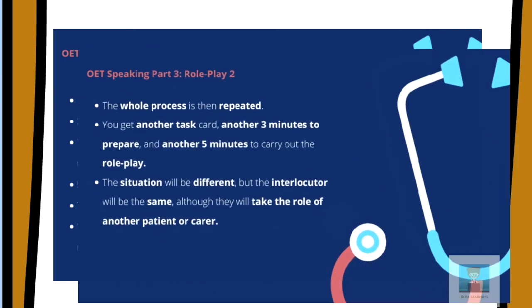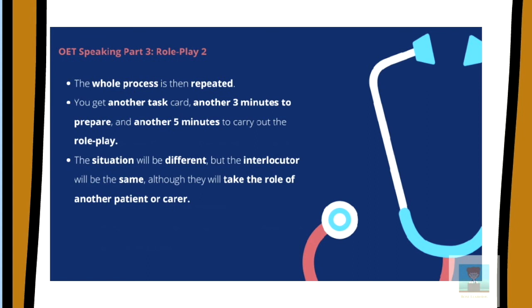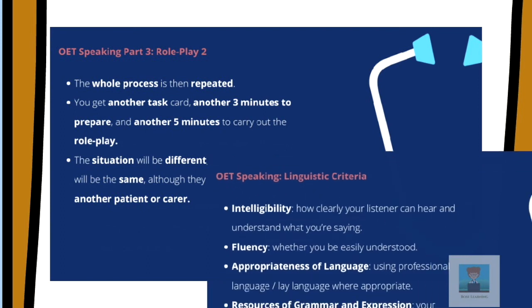The third part of the OET speaking subtest is another role play, and the whole process is repeated. You get another task card, another 3 minutes to prepare, and another 5 minutes to carry out the role play. The situation will be different, but the interlocutor will be the same, although they'll take the role of another patient or carer. Now, how is the OET speaking assessed?